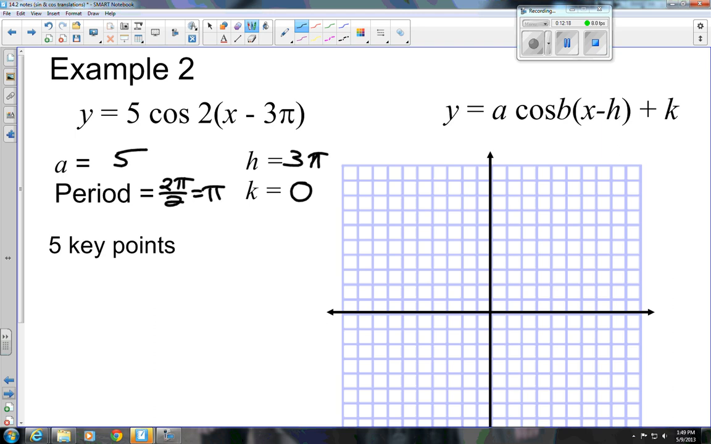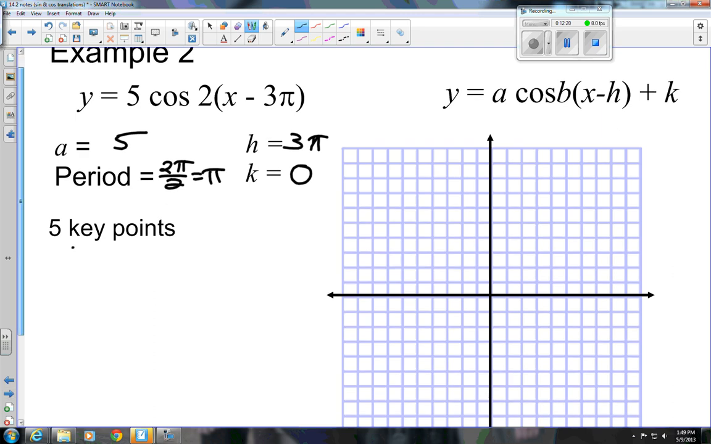So then we get our 5 key points. 1, 2, 3, 4, 5. 0 at the top, pi at the bottom, because that's our period. Half of pi is pi over 2. Half of pi over 2 is pi over 4. Make that times 3, we get 3 pi over 4. Okay, there's my x values.